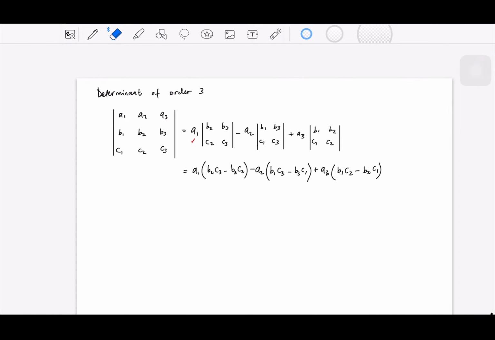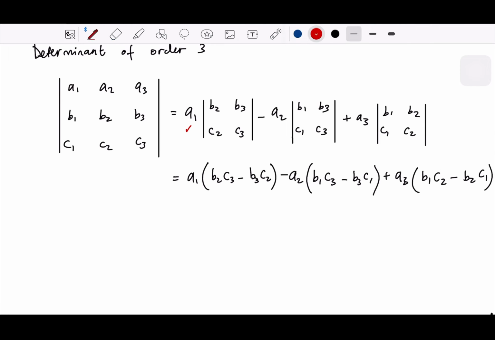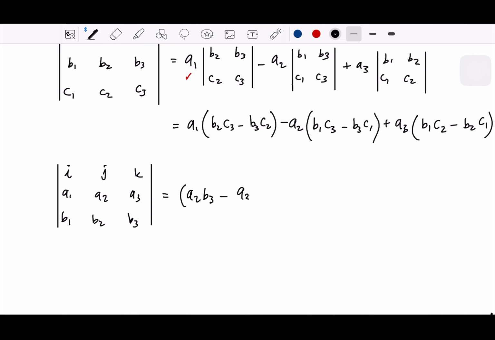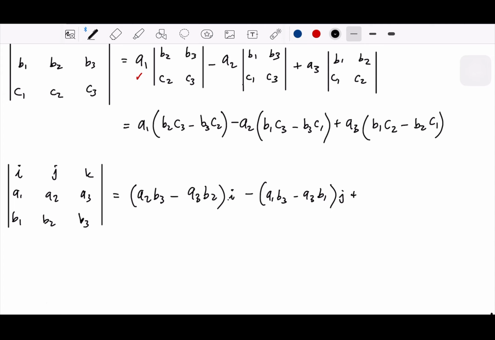Now, to help us compute the cross product, let A1, A2, and A3 become I, J, and K. Now with this I, J, and K, we could write I, J, K, A1, A2, A3, B1, B2, B3. So this will be A2, B3 minus A3, B2, I minus A1, B3 minus A3, B1, J, and then plus A1, B2 minus A2, B1, and then K.